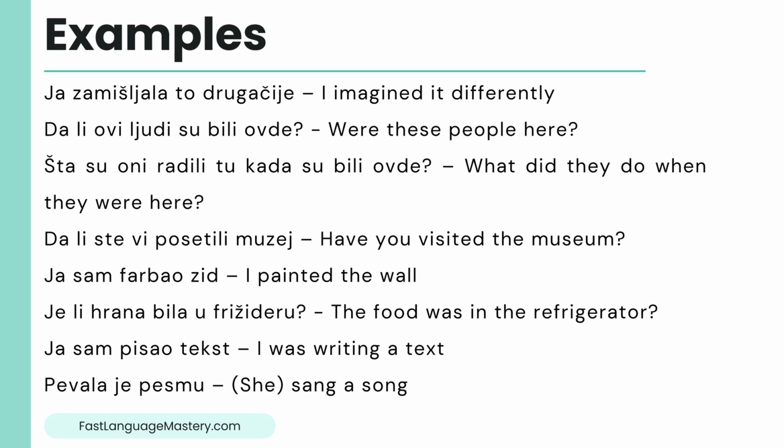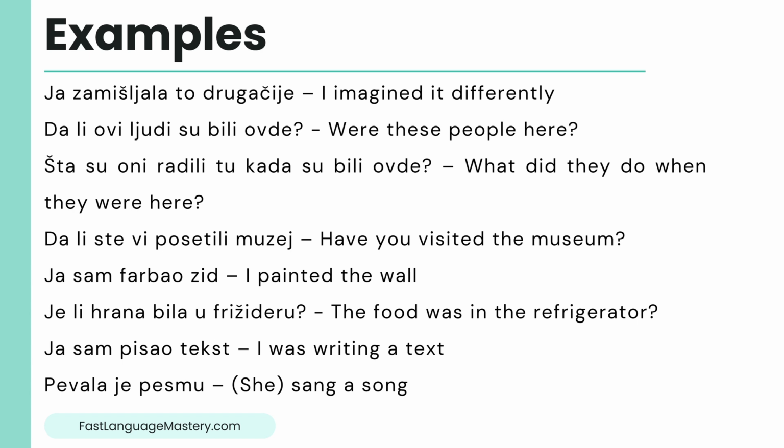Ja razmišljala... It's an error here. I forgot to add "sam". Sorry for that. Ja sam razmišljala to drugače. I imagined it... Sorry. Ja sam zamišljala to drugačije. I imagined it differently. Da li ovi ljudi su bili ovde? Were these people here? Or da li su ovi ljudi bili ovde? Were these people here? Yeah. Šta su oni radili tu kada su bili ovde? What did they do when they were here?